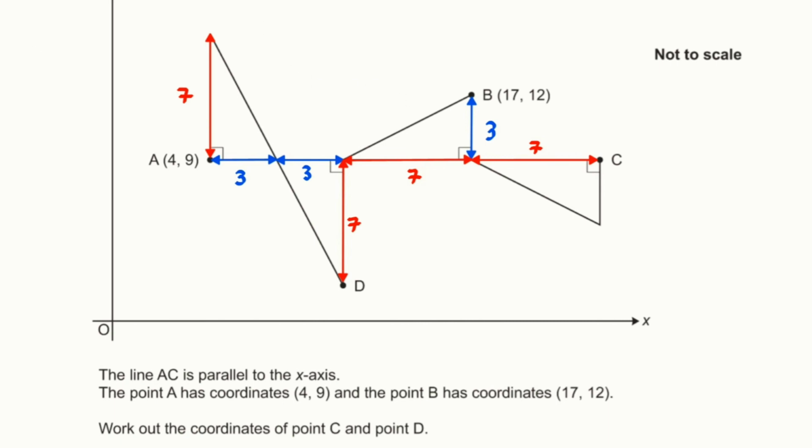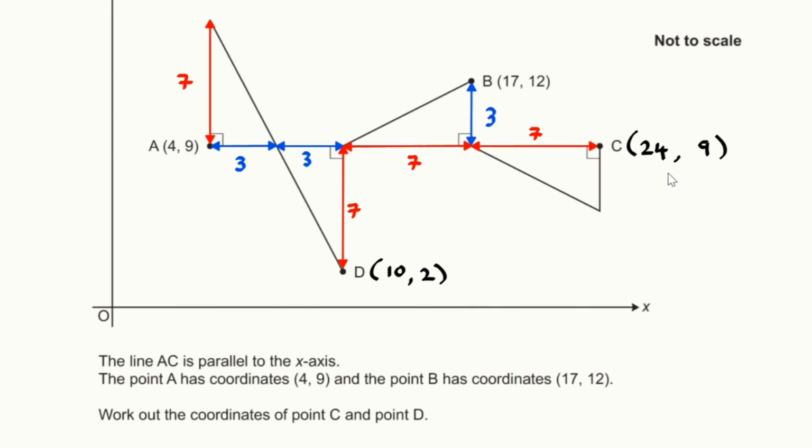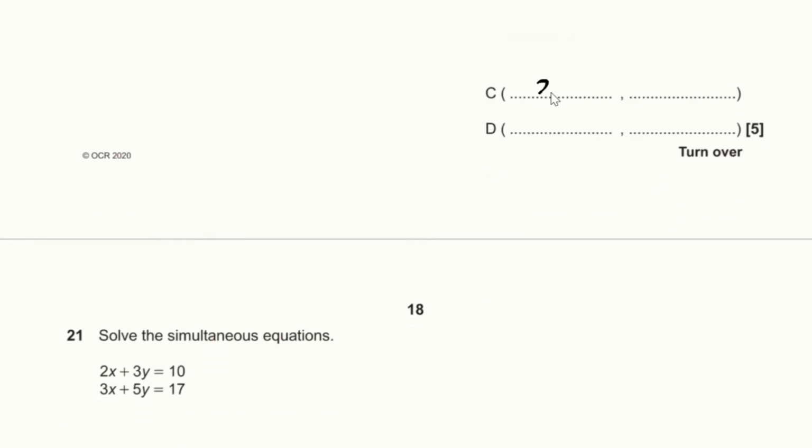So to find out the coordinates of D, from 4 to the x coordinate of D, we've got 4 plus 3 plus 3, which is 10. But then we go 7 down from 9, which is 2. And then C, that will have the same y coordinate of 9, but the x coordinate, we've got 3 plus 3 plus 7 plus 7, so I'm adding 20 to 4, so that's 24. So I end up with 24, 9 for C, and 10, 2 for D.